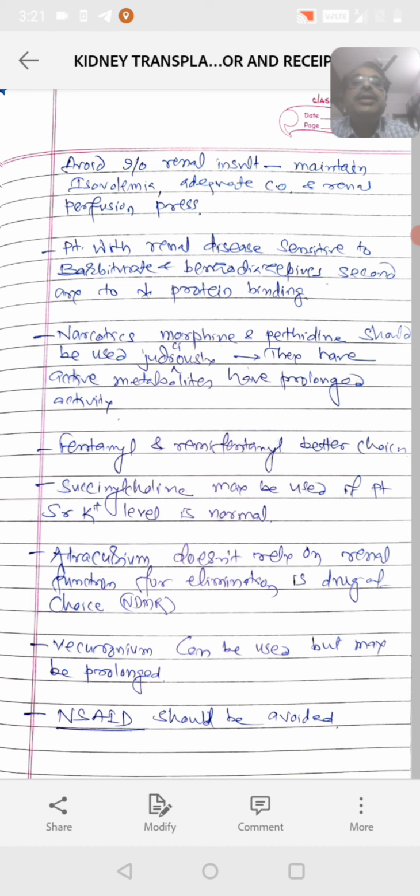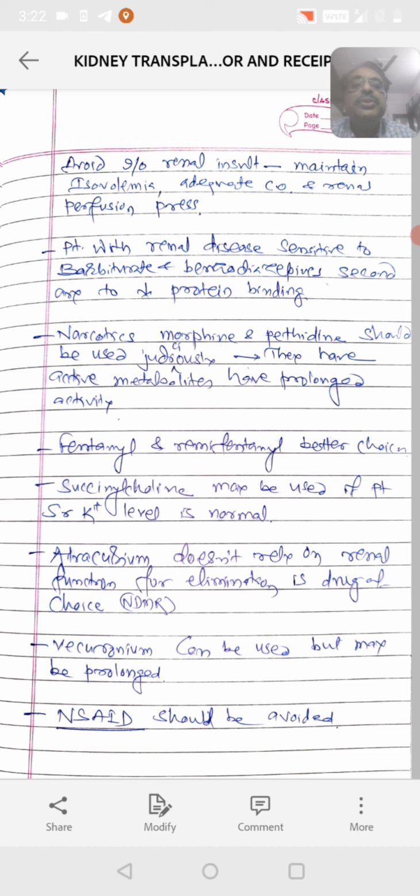Patients with renal disease are sensitive to barbiturates and benzodiazepines. Why? It is secondary to decreased protein binding. Narcotics like morphine and pethidine should be used judiciously. They have active metabolites and prolonged activity. Fentanyl and remifentanil are better choices.